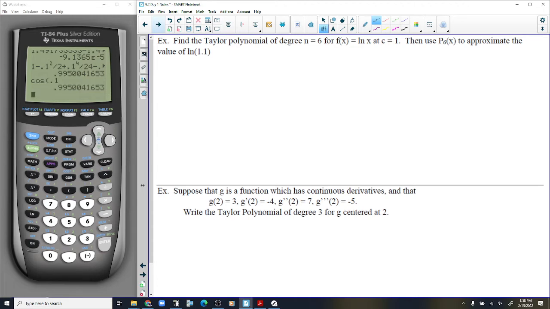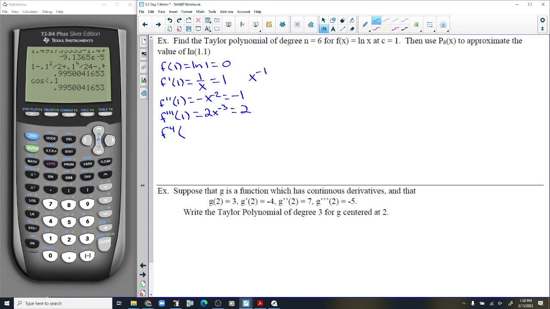So we start these with the function value. We can't do this one at 0 because the natural log of 0 is undefined. It approaches negative infinity. So the first derivative, 1 over x, we'll call that 1, but let's remind ourselves that that's x to the negative 1. So second derivative is negative x to the negative 2. That's negative 1. Third derivative is 2x to the negative 3. That's 2.